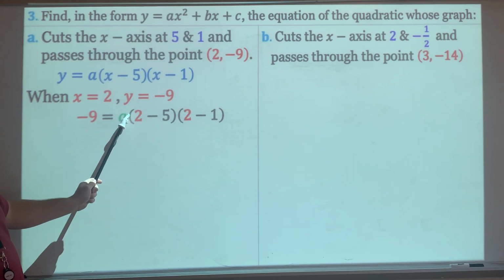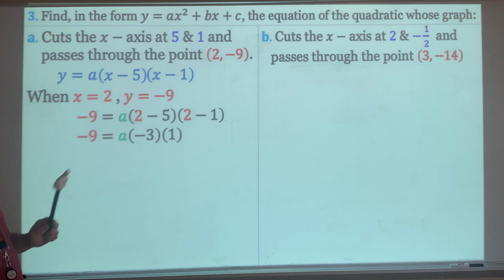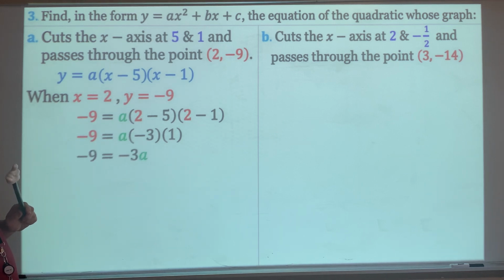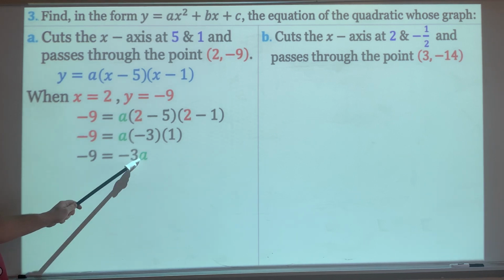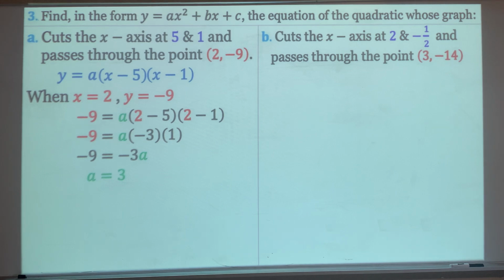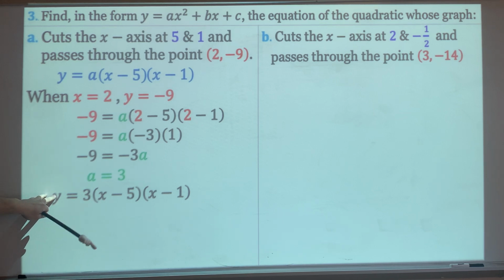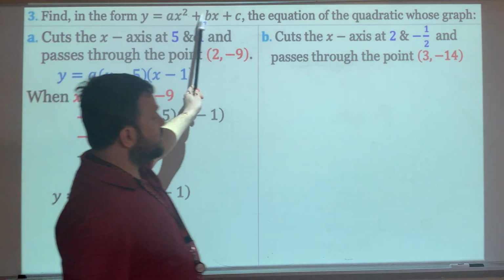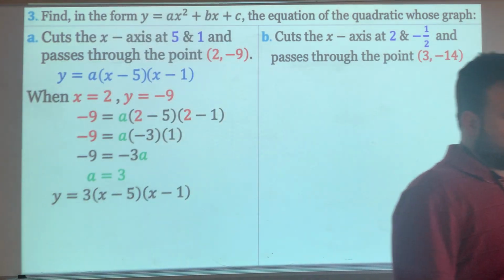Negative 9 equals a times negative 3 times 1. Negative 9 equals negative 3a. Divide by negative 3, and a equals 3. y equals 3, x minus 5, x minus 1. Okay, so this is how we were writing in problems 1 and 2. However, this is find in the form y equals ax squared plus bx plus c.